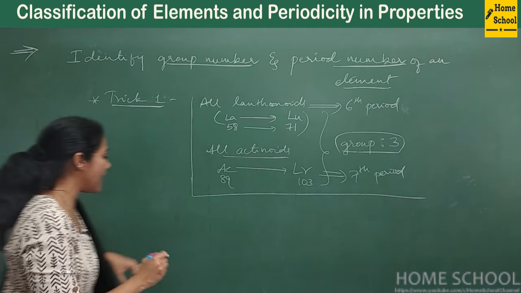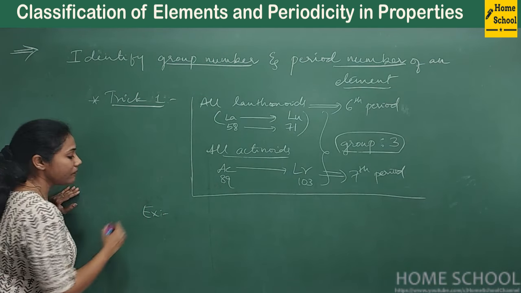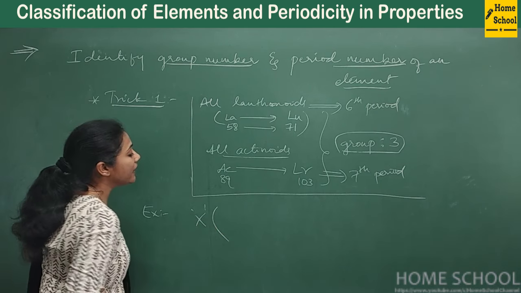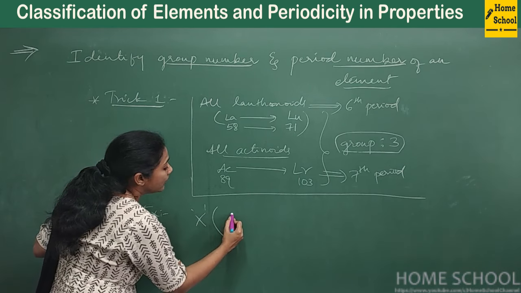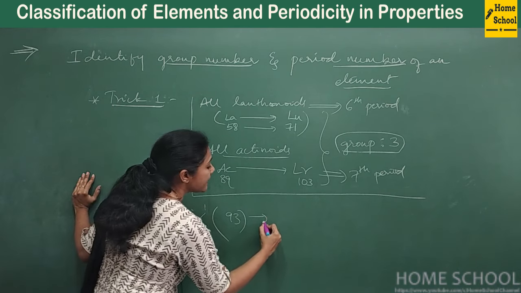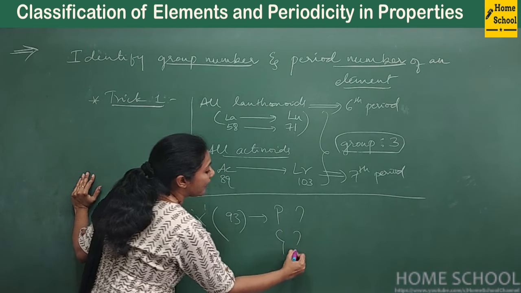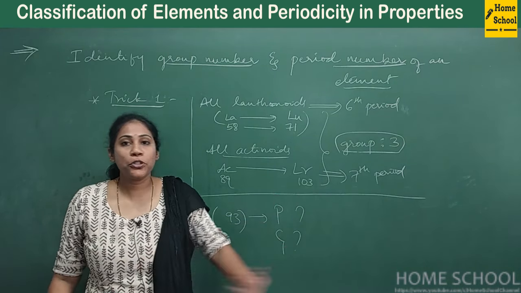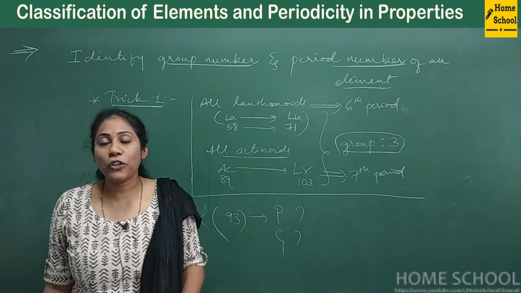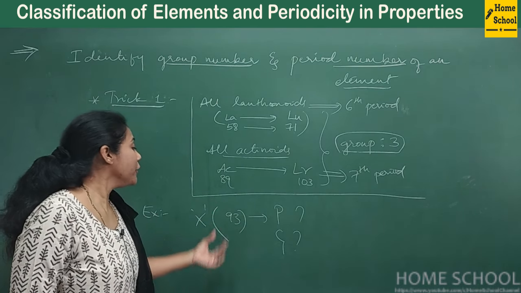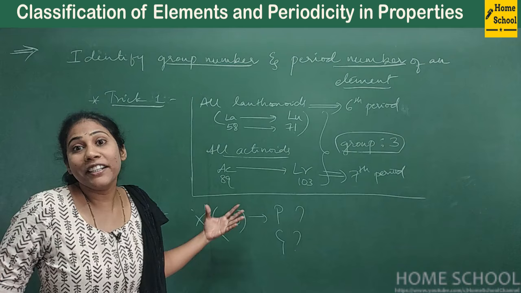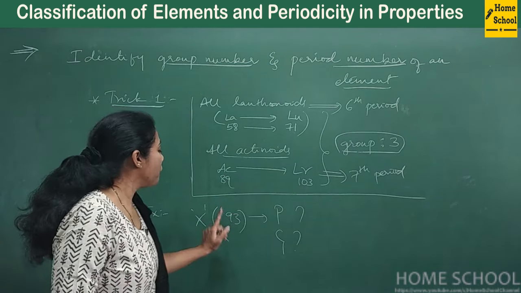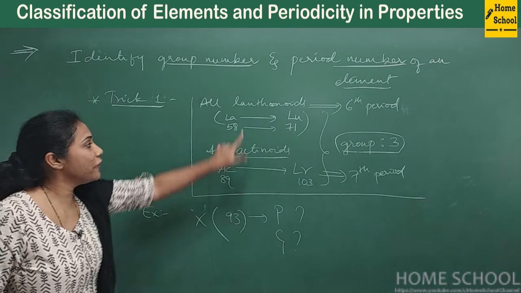See how I use this trick. There is an element X. We don't know what X is. Its atomic number is 93. What is its period number and group number? This particular element comes in which period and which group? 4 options would be there and you have to select one option, right? And you need not write its electronic configuration and you need not remember the entire periodic table. You can finish off answering this question if you know this trick.